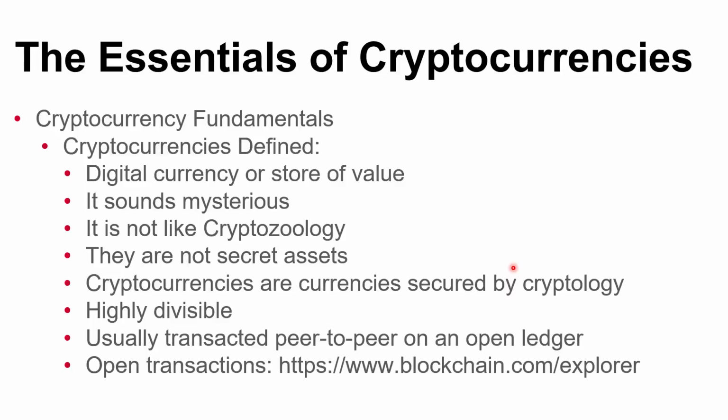Well, digital currency is some kind of a store of value. There are also digital dollars. It may sound mysterious, it may sound shady. It's not like cryptozoology. There are no secret assets. Cryptocurrencies are currencies that are secured by cryptology. Most cryptocurrencies, if not all of them, are highly divisible, and they are usually transacted peer-to-peer on an open ledger. And again, just like we did earlier, take a look at a blockchain explorer for Bitcoin and for other cryptocurrencies.